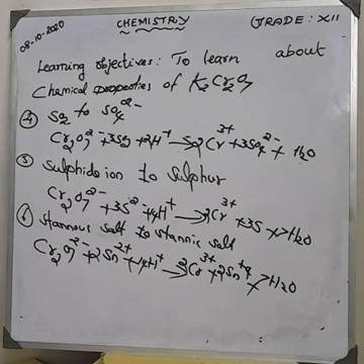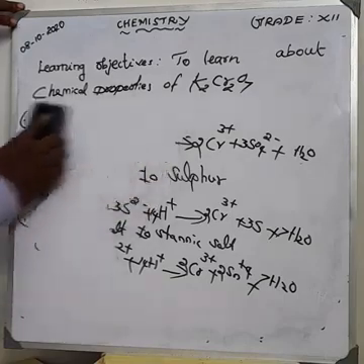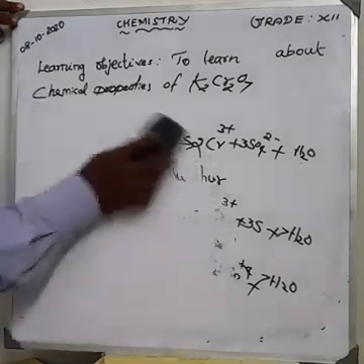Next one is the important question. One of the equations is alcohol is converted to acid. For example, ethyl alcohol is converted into acetic acid. We can also say ethanoic acid.